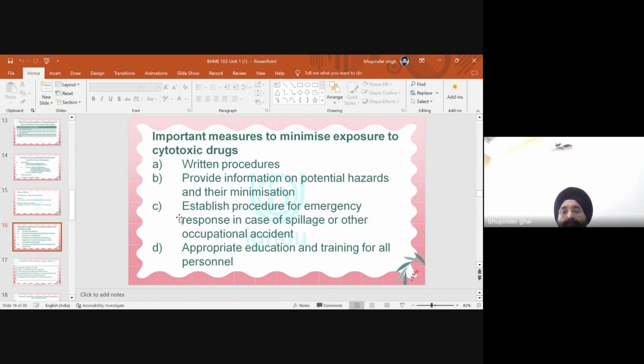Number C, establish procedure for emergency response in case of spillage or other occupational accident. So suppose there is accidental spillage of the cytotoxic drug, there should be a procedure for how to remove that spillage, how to take care of the spillage, and how to dispose of the content by which we have cleaned the spillage. For that, we need to educate and train all the healthcare workers. So without training and education, nothing is possible.